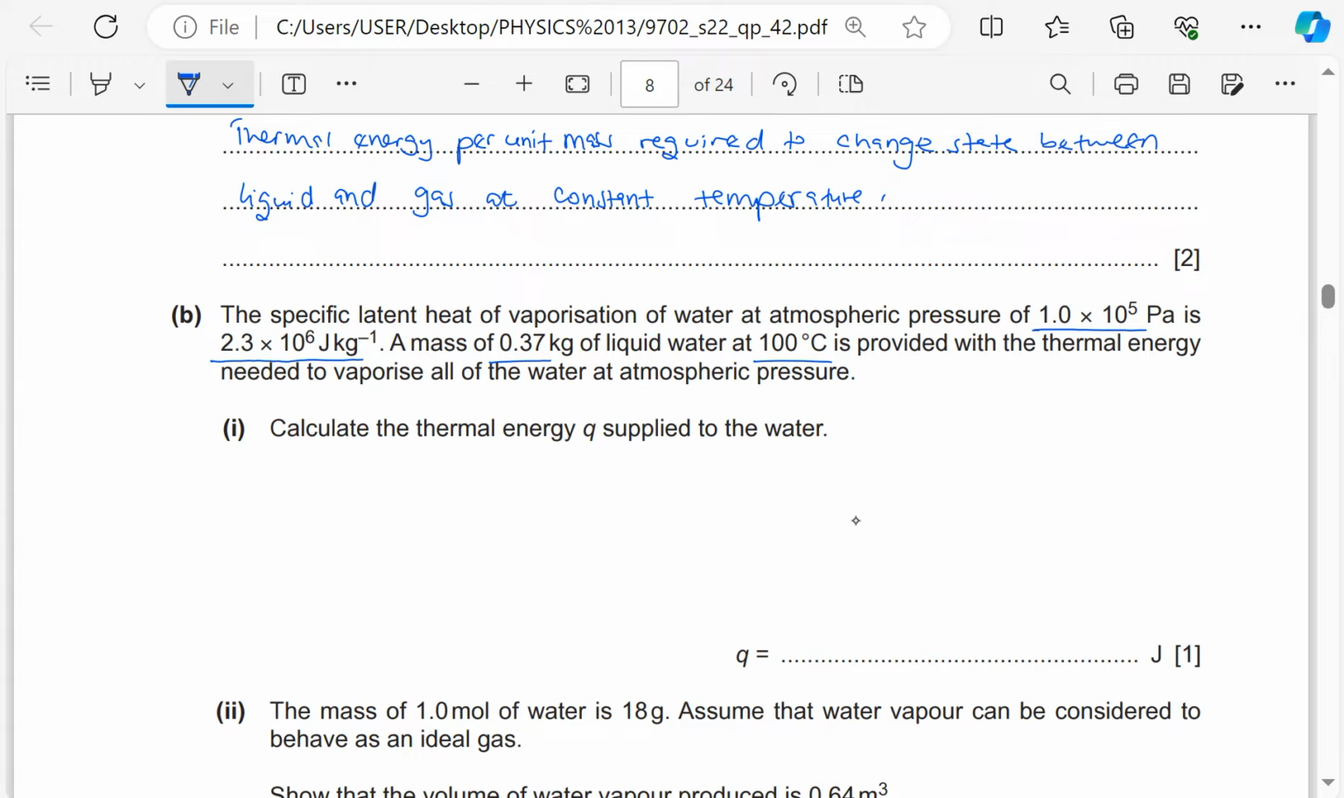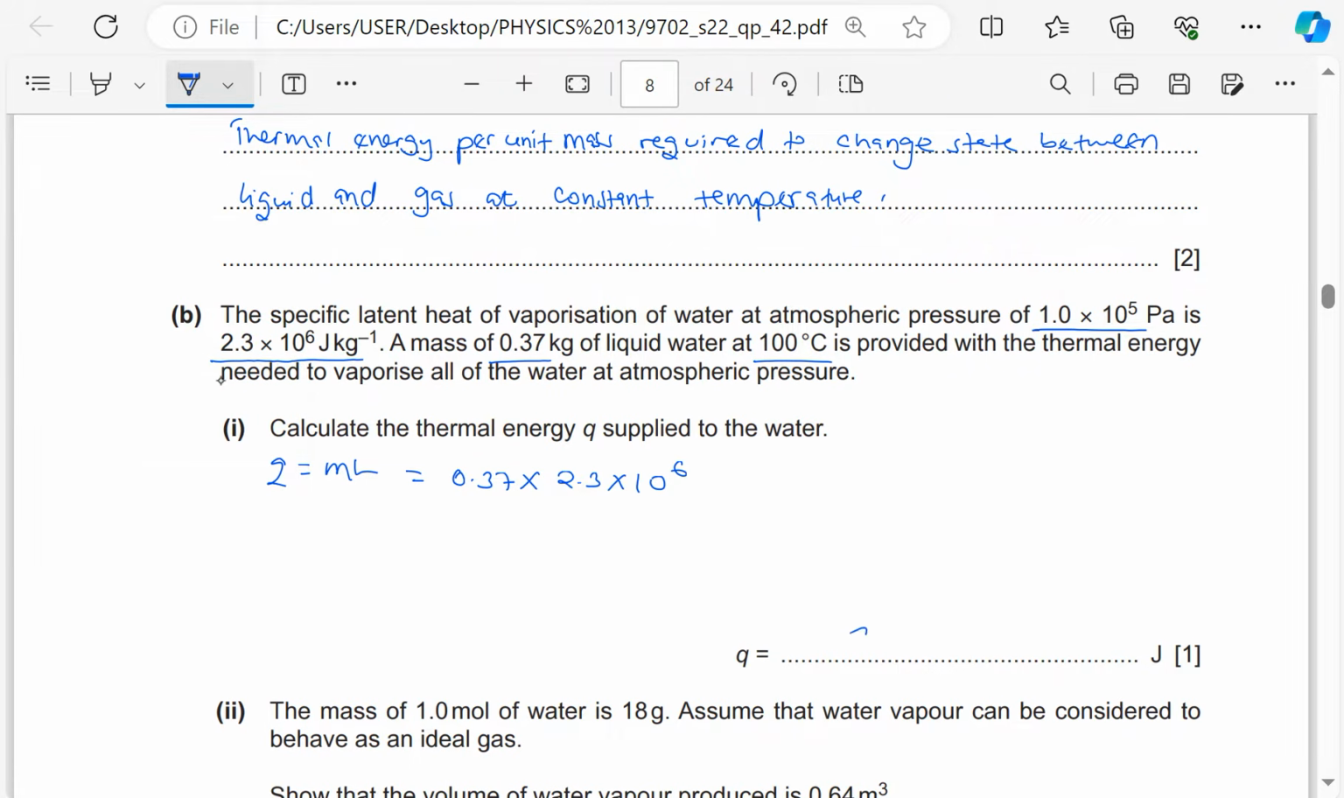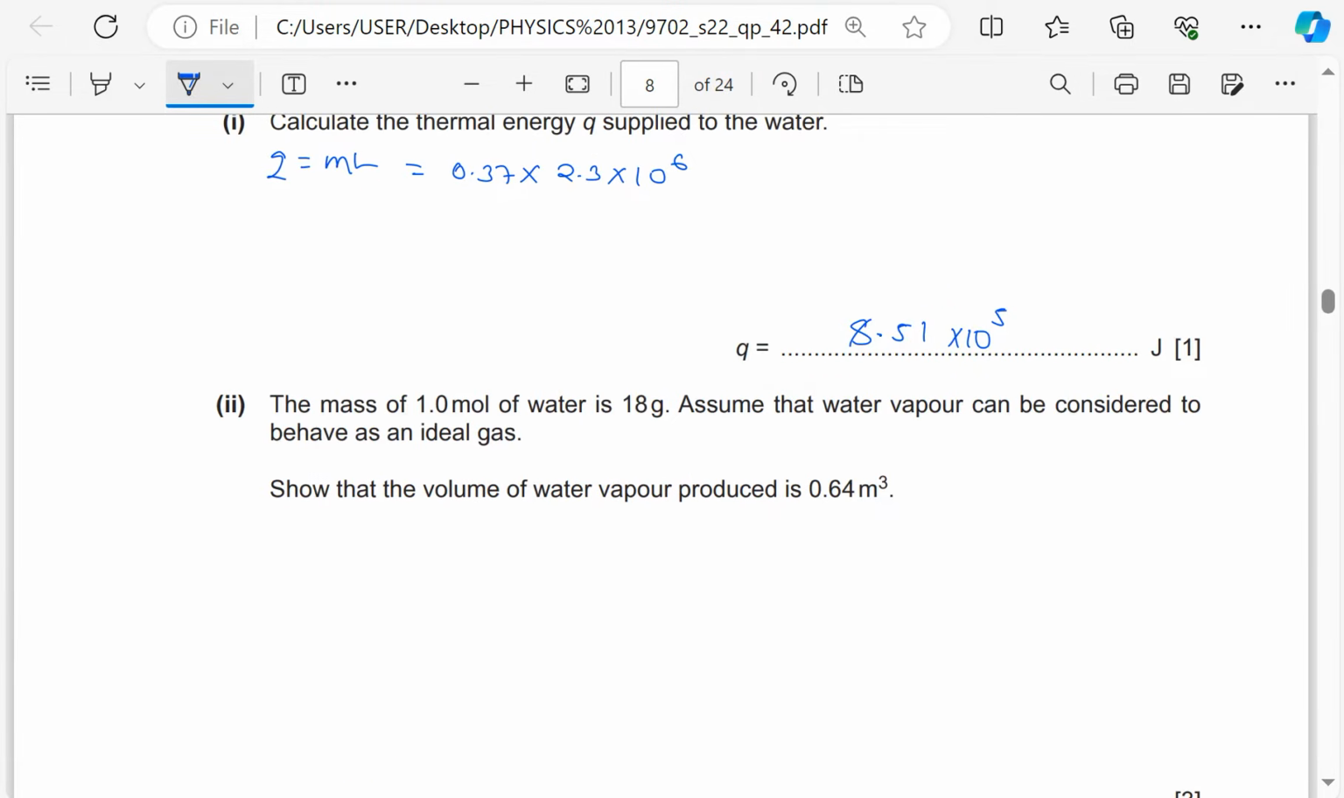So of course we know that Q is equal to mass times the latent heat of vaporization. The mass is 0.37. Then the latent heat of vaporization is 2.3 times 10 to the power of 6. From my calculator, 0.37 times 2.3 exponent 6. So this is 8.51 times 10 to the power of 5 joules.